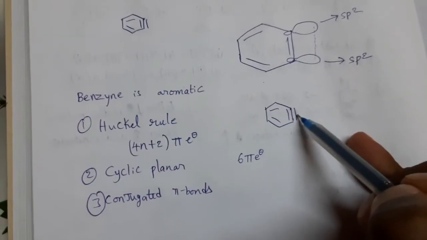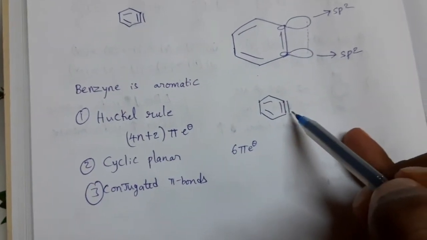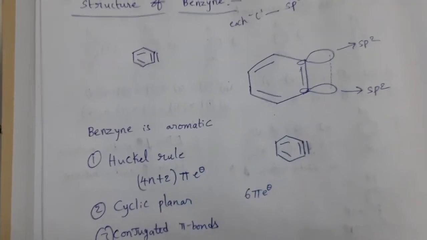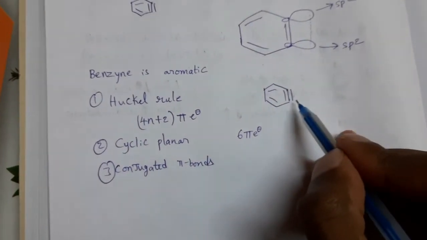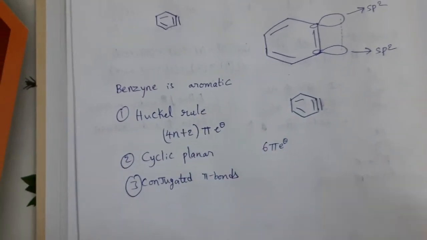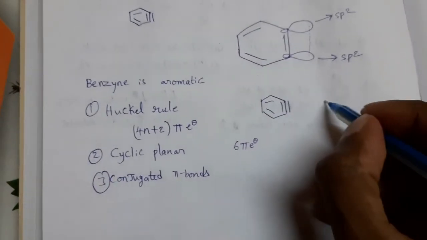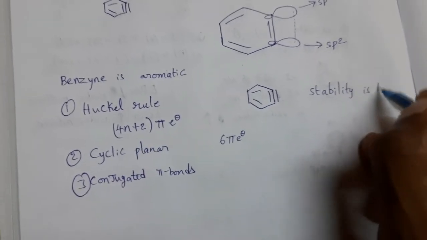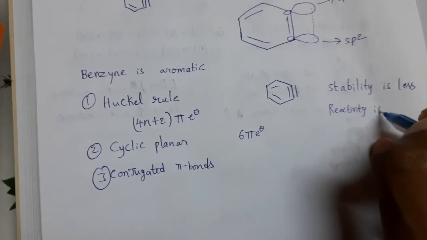Only this triple bond, this additional pi bond, is not in the same plane as the remaining molecule. This additional pi bond is formed by sideways overlapping of two adjacent sp2 hybridized orbitals. That's why this pi bond is very weak. It is ready to donate its pi electrons to any other substance. So its stability is less and reactivity is more. Benzyne is a reactive intermediate, its stability is less and reactivity is very high.